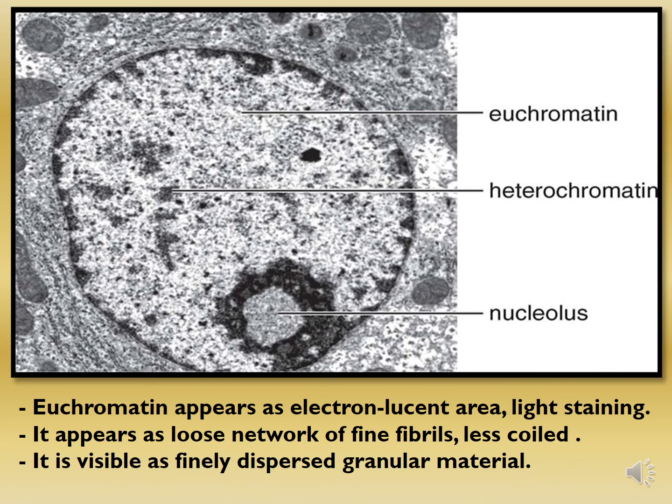Euchromatin appears as an electron-lucent area, lightly staining, always light in color. It appears as a loose network of fine fibrils, less coiled. The fibrils are less coiled, so it appears lightly staining. It is visible as finely dispersed granular material.